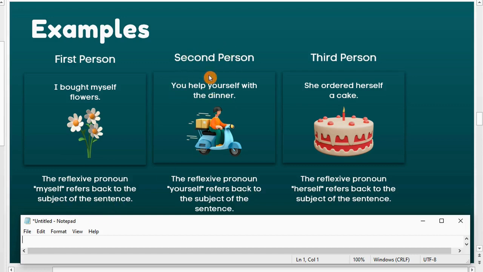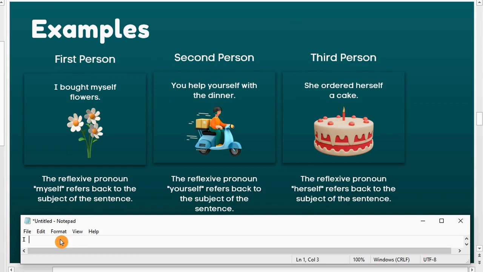Next one is second person, you help yourself with the dinner. The reflexive pronoun yourself refers back to the subject of the sentence. Again it comes back to the subject, here you, yourself, I, myself, she, herself. Third person, she ordered herself a cake. The reflexive pronoun herself refers back to the subject. Herself back to the subject, yourself back to the subject, myself back to the subject.